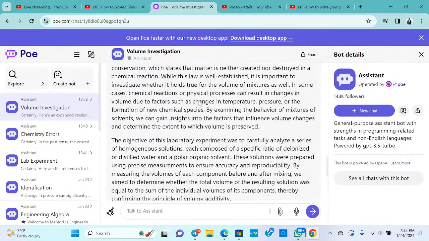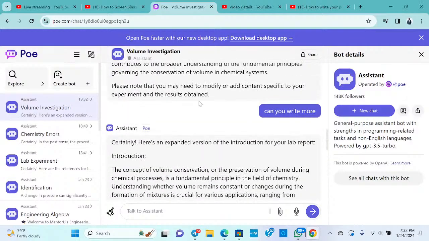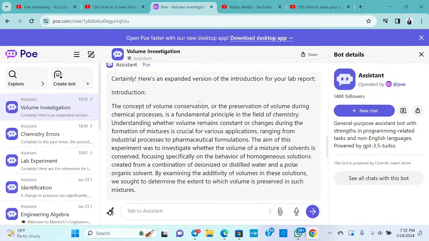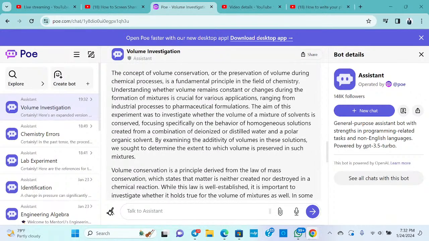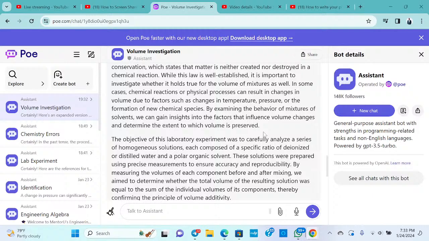Good. So you don't just have to copy blindly and then just put it inside the report. You can take some of the information from here. So for example, you can take this part, the concept of volume conservation or the preservation of volume during chemical processes is a fundamental field in chemistry. You get it, then you're writing, then you're comparing it with the samples that you have. Then you take some from the samples.